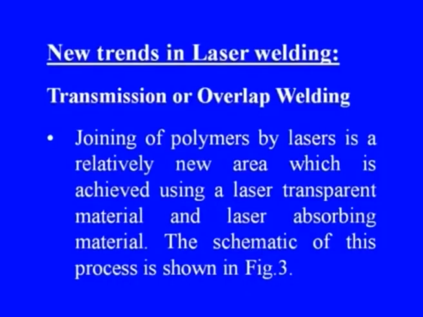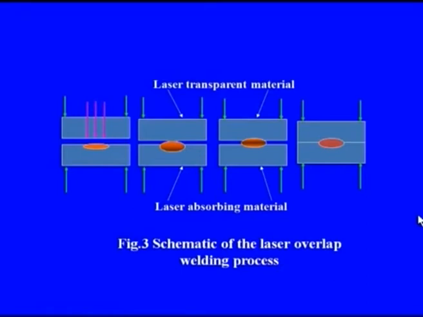Now, let us move to a few new trends in laser welding, which is transmission or overlap welding. Joining of polymers by lasers is a relatively new area, which is achieved using a laser transparent material and a laser absorbing material. The schematic is shown on the screen here. As shown, there are two materials. The upper material is transparent to laser, so laser can penetrate this material and fall on the other material.